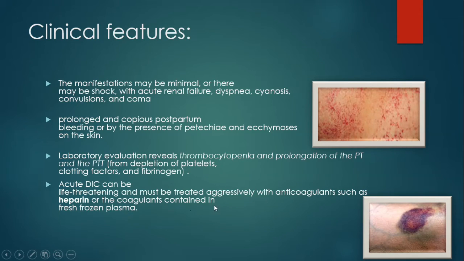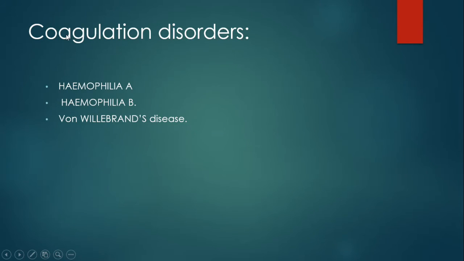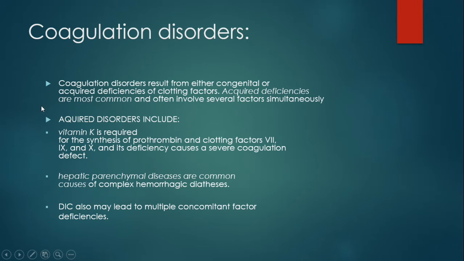Now we have completed DIC. Now we will move to the coagulation disorders. We will discuss hemophilia A, hemophilia B, and von Willebrand disease. Basically, these three types of coagulation disorder are congenital and hereditary diseases. Coagulation disorder results from either congenital or acquired deficiencies of clotting factors. Coagulation disorder can be acquired or congenital. Acquired deficiencies are most common and often involve several factors simultaneously.